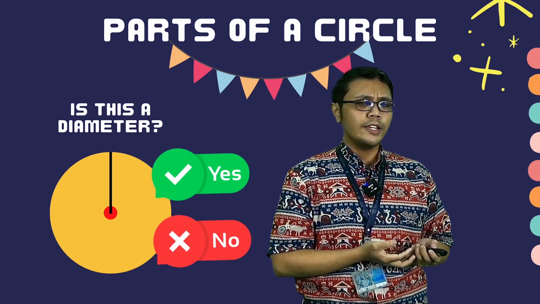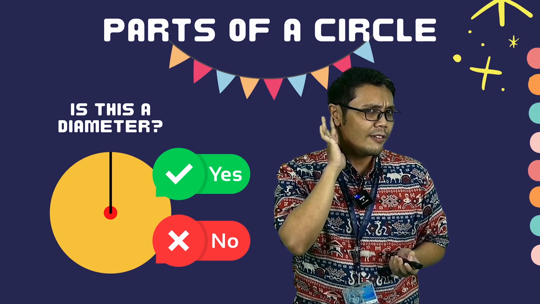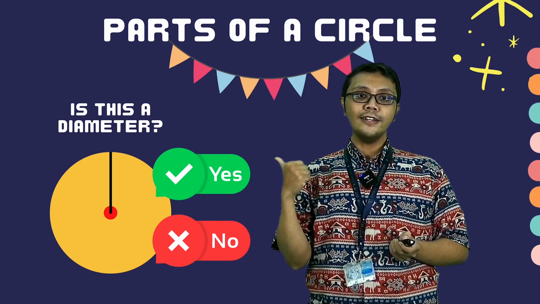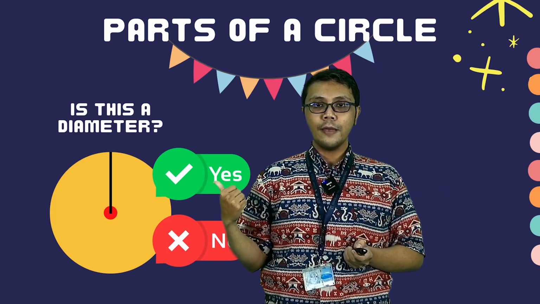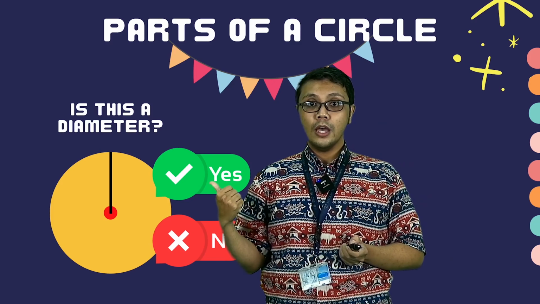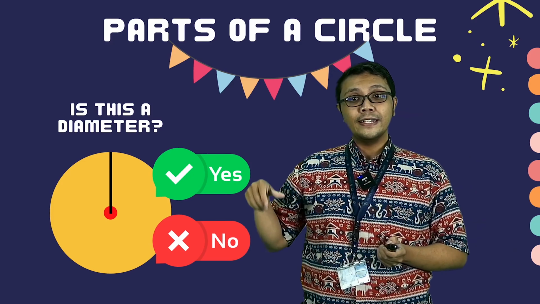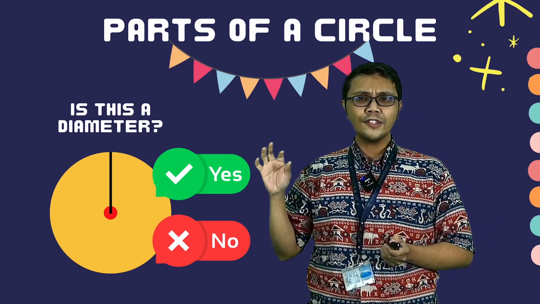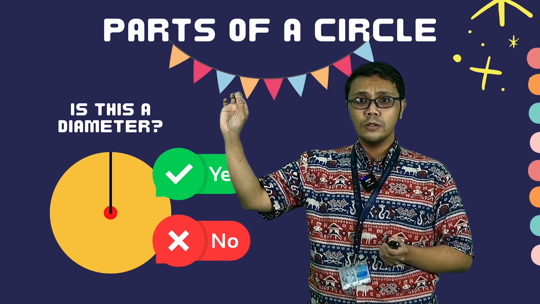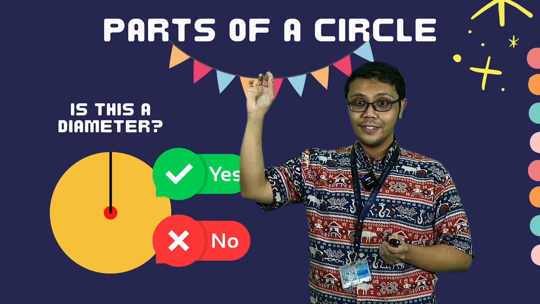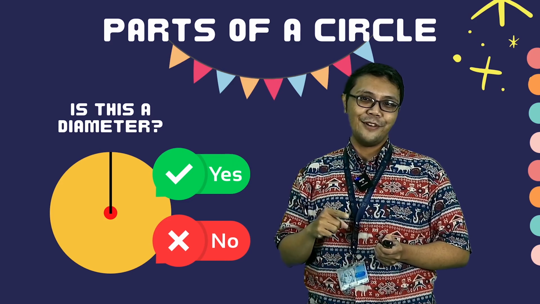What do you think? Is it a yes or no? What is it? Yes? No? Oh, yeah, this is not a diameter, guys. Why do you think this is not a diameter? Yeah, you're right. This is not a diameter because the line is only starting from the center of the circle to the other parts of the circle. It's not connecting one side of the circle to another side of the circle. So, this is not a diameter.